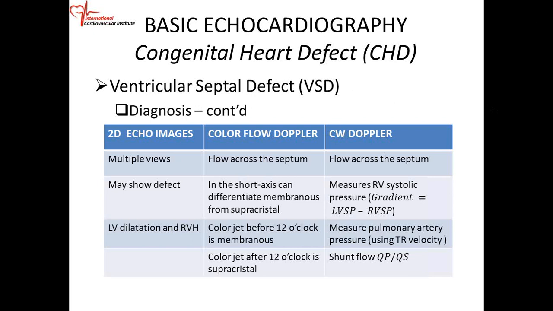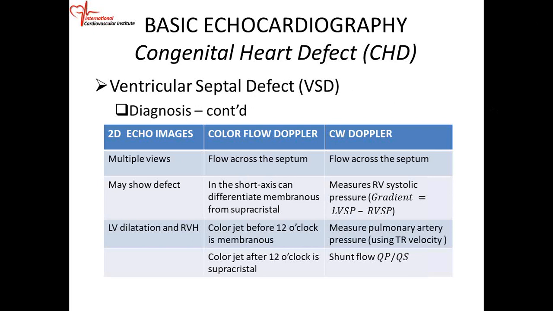So again, in the short axis view, you can differentiate a membranous from supracristal. Remember, supracristal is more common in the Oriental population. Color flow jet before 12 o'clock is usually membranous. So if you see the jet, the abnormal communication, before the 12 o'clock position, it is usually membranous. The color flow jet after the 12 o'clock position is usually supracristal. All right.